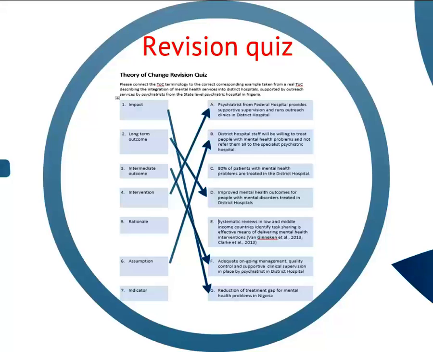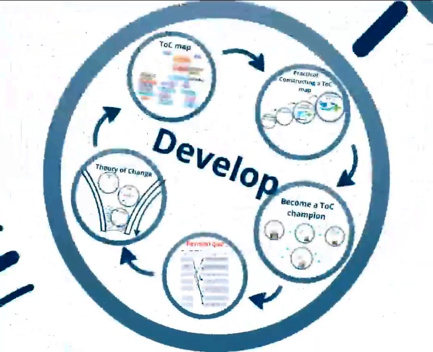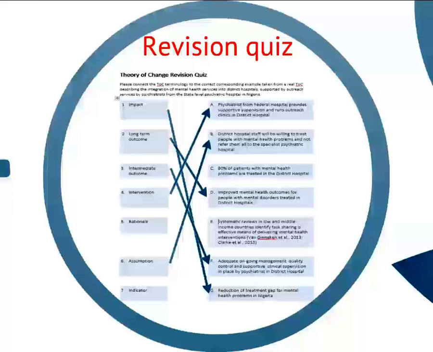Assumption is statement B, so the district hospital staff are willing to treat people with mental health problems. This is an assumption that has to be true for the pathway to work. Oh, sorry, those arrows are missing. So for number 5, the rationale would match to E. Systematic reviews in low and middle income countries identify task sharing as effective, which is a rationale for the pathway. And finally, an indicator, number 7, would be statement C: 80% of patients with mental health problems are treated in the district hospital. So that's an example of an indicator which you can test as part of your evaluation plan.